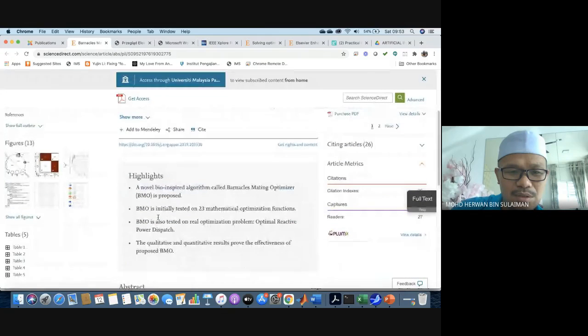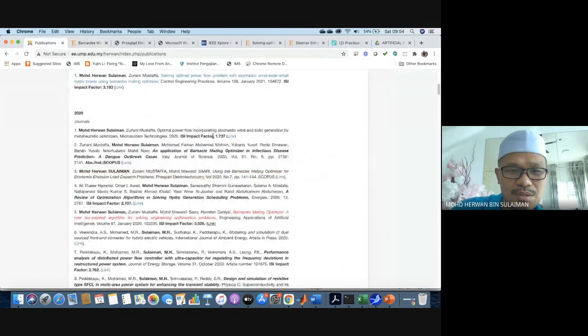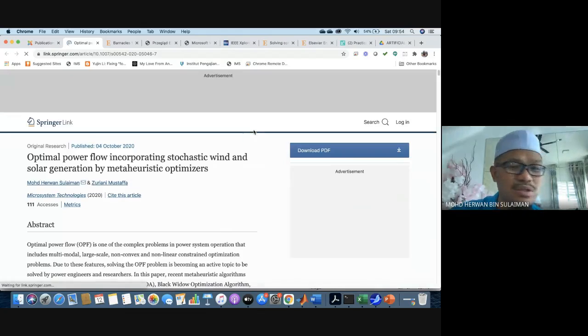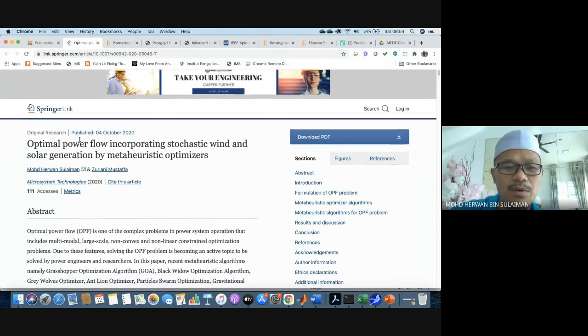The novelty of barnacles, and then the rest is I apply. This one is a journal paper on the extension of economic dispatch. Well, it's not an extension, it's the origin: economic dispatch comes from the optimal power flow problem. So now my research is implementing new algorithms to solve the optimal power flow, but now I consider renewable energy.